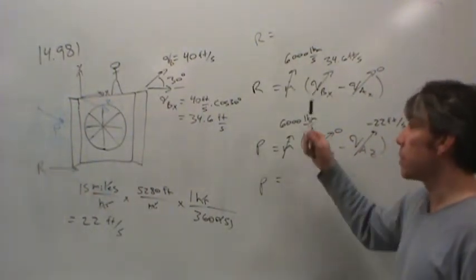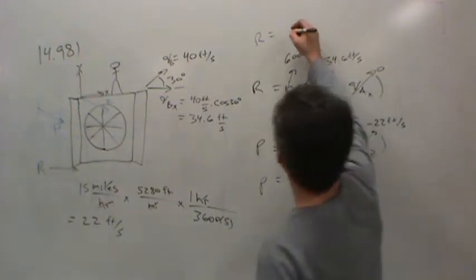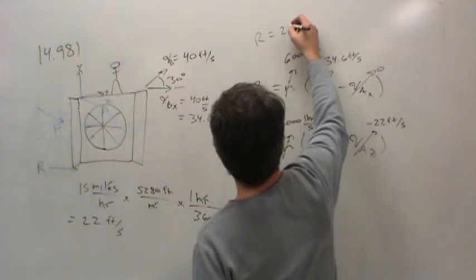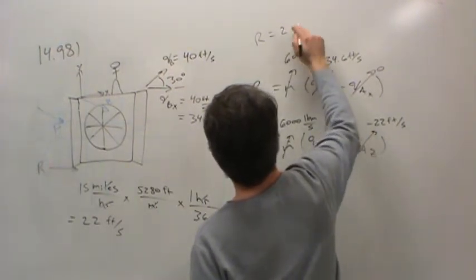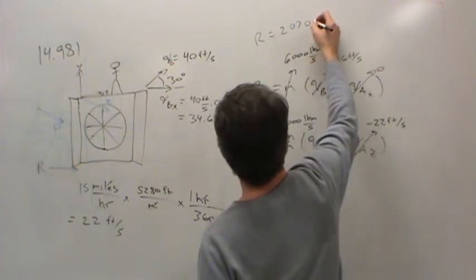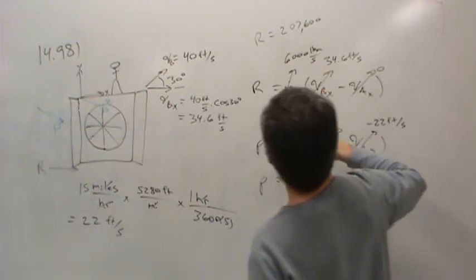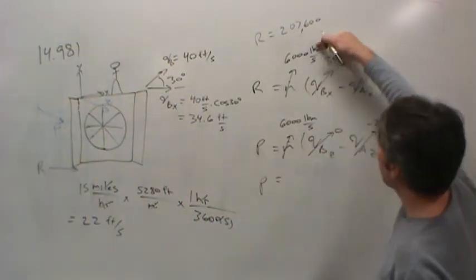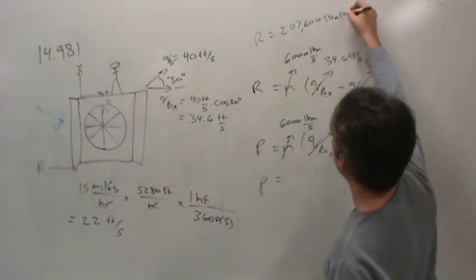Anyone have some numbers? For R, I've got 207,600. Okay, and the units would be pound mass feet per second squared, right? Pound mass feet per second squared.